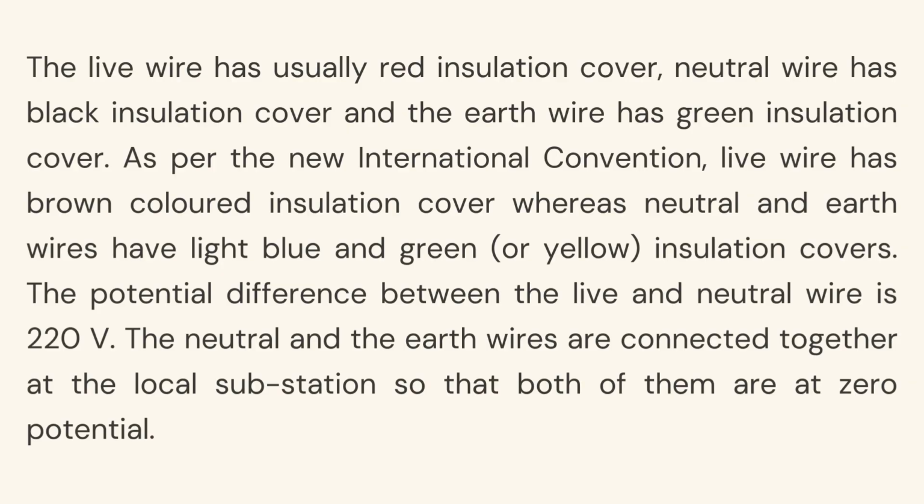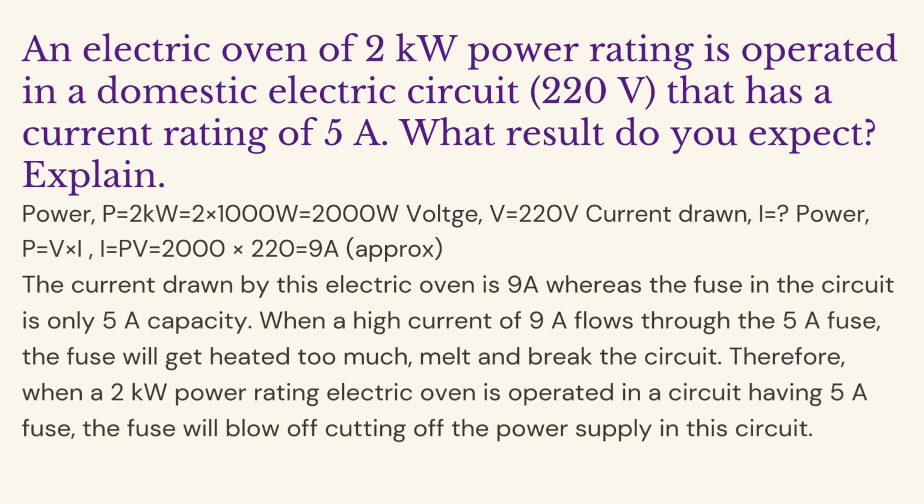The potential difference between the live and neutral wire is 220 volt. The neutral and the earth wires are connected together at the local substation so that both of them are at zero potential. Numericals.